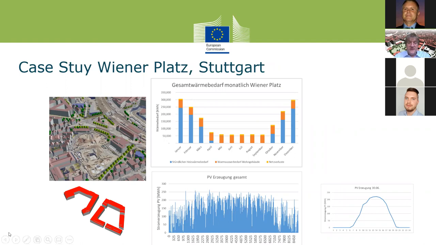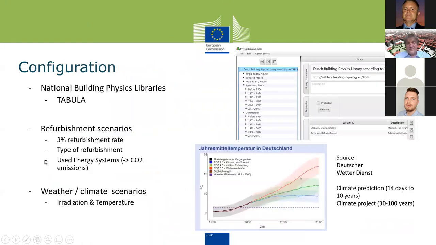Here's a case study we recently did, and that gives an overview of what is the result of this kind of simulation. Here's a small city district in Stuttgart, Wiener Platz, where you see the heating demand over a year on hourly basis. The orange part is hot water demand that's assumed to be constant, and heat losses due to utilities. Yeah? And in addition, you simulate PV potential. That is something we do in addition on a yearly basis and on a daily basis, because power can be used for heating as well.